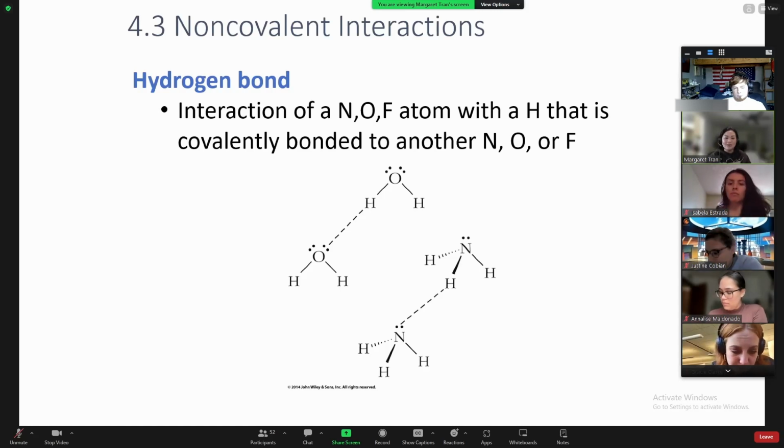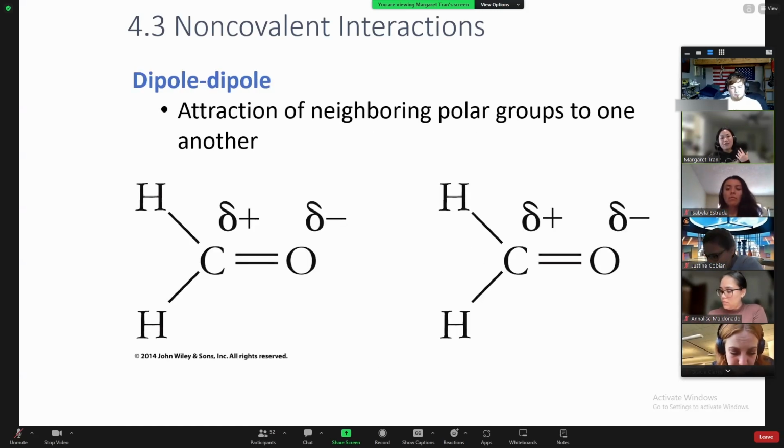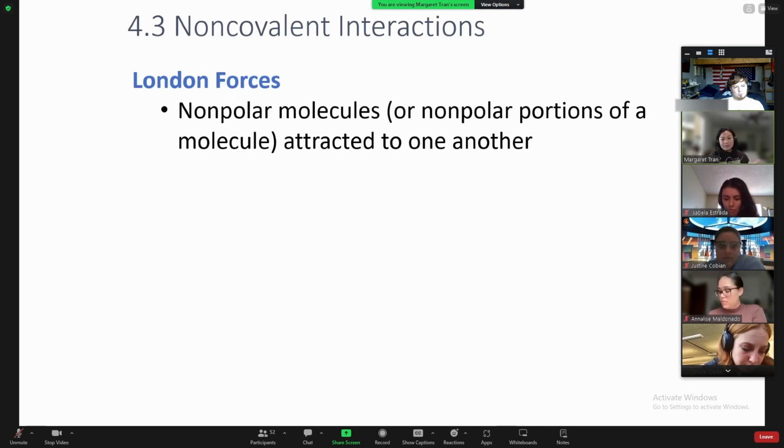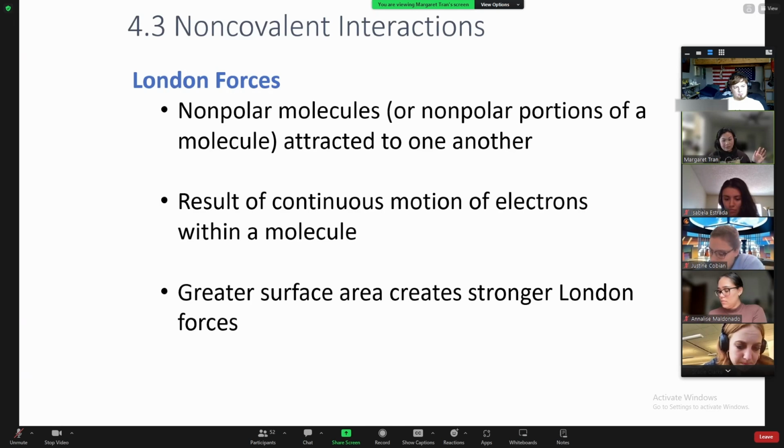Fluorine attached to a hydrogen, right? Your dipole is going to have partial charges. So you have an electronegative atom, right? And it's going to have a partial positive, partial negative next to another molecule that has partial positive and partial negative. And that's going to be dipole interactions. London forces, everything has London forces, right?